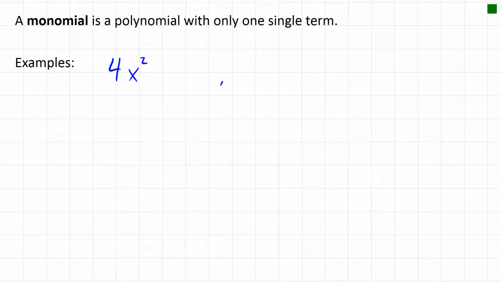Another example would be -3xy. That's a monomial. And another one would be 101. So just a plain number is also a monomial. There's no variable part to it, but it's still perfectly valid. You have a coefficient essentially, or it's just the constant term. That's still a perfectly valid monomial.